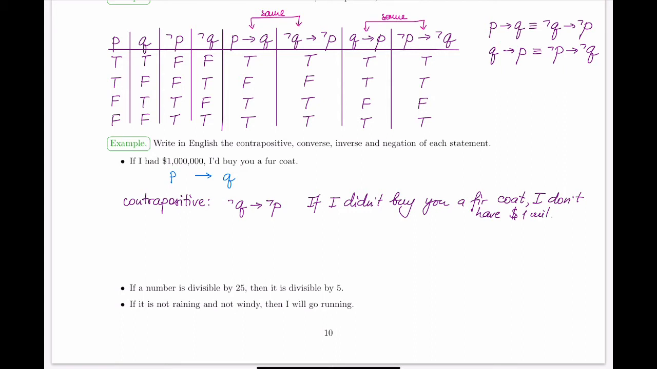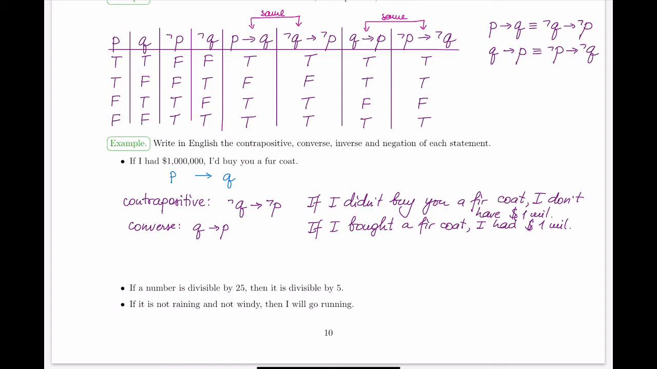The next up on our list was the converse. The converse is defined as simply switching the order. So instead of P implies Q, I'm going to have Q implies P. In terms of English here, that means that if I bought you a fur coat, that means that I had $1 million. Notice how that is really not equivalent to the original statement. The original statement starts with an assumption that I have $1 million, in which case I will buy you a fur coat. But just because I bought you a fur coat doesn't guarantee that I had the money to begin with.